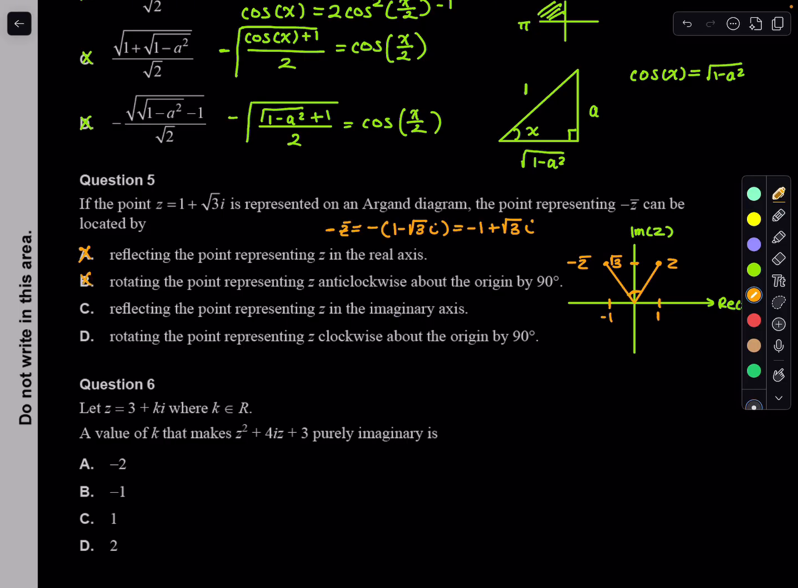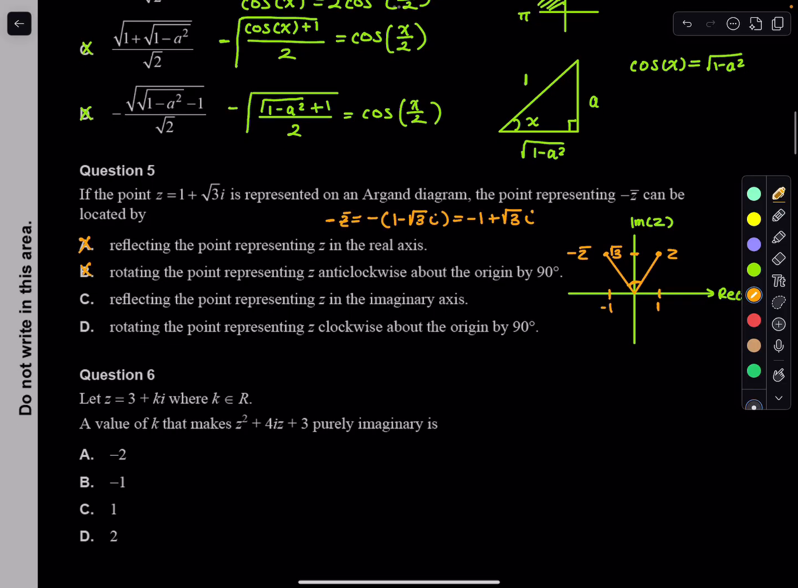And you can double check that very easily because if you have z and you're rotating 90 degrees anti-clockwise, you just multiply by i. Isn't that correct? So you multiply this by i, you get i plus root 3i squared, which is basically negative root 3 plus i, which is absolutely rubbish. It doesn't even look like our answer there. So next one, reflecting the point representing z in the imaginary axis.